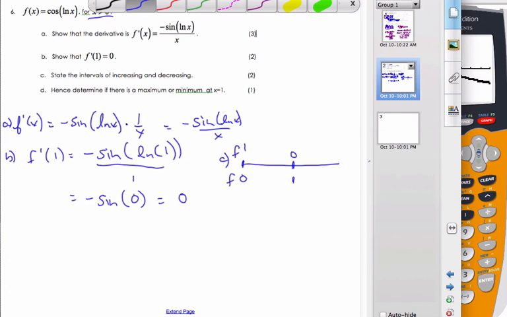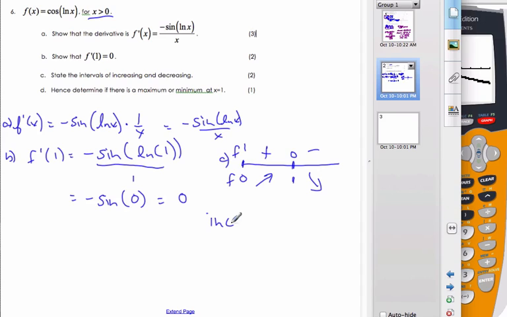So using my calculator and graph to help me out, what I can say is that it goes from positive to negative, which is increasing to decreasing. So my interval of increasing was 0 less than x less than 1, and decreasing is 1 less than x. So all these values over here.